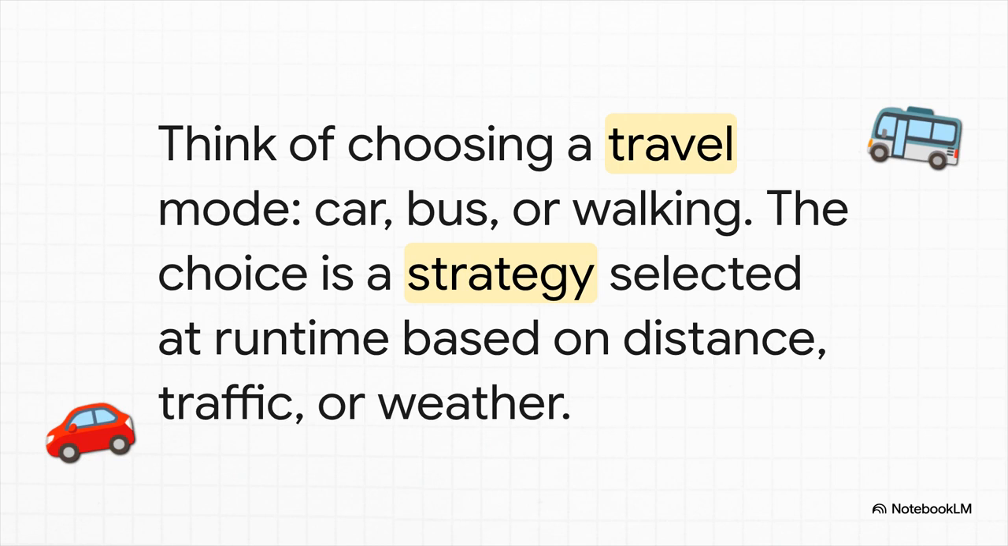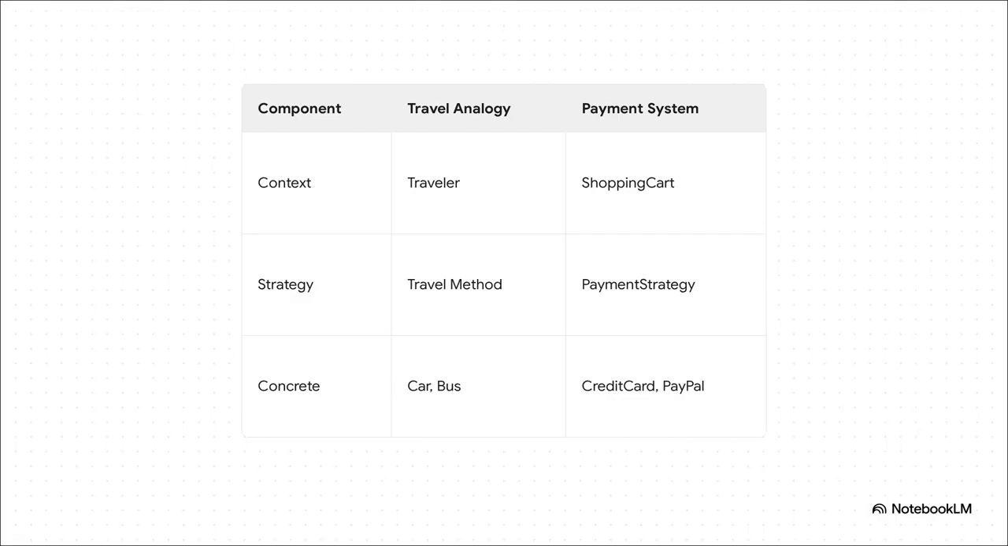And you decide which one to use right when you need it, based on the weather or how bad the traffic is. And check this out. This is where it all snaps into place. See how perfectly that analogy maps to our code example?